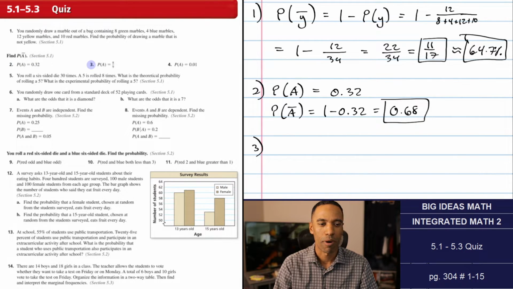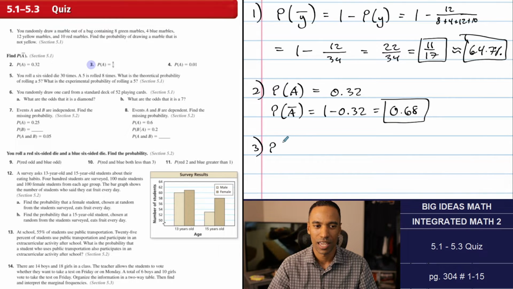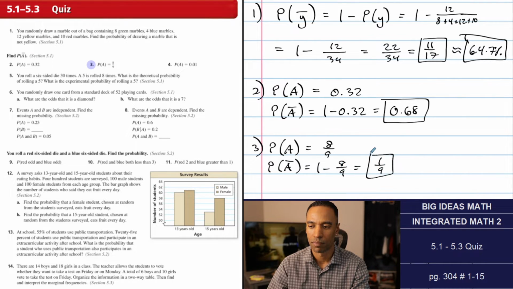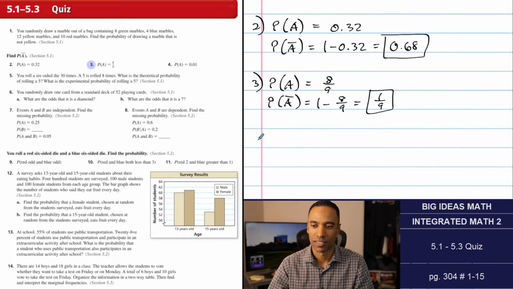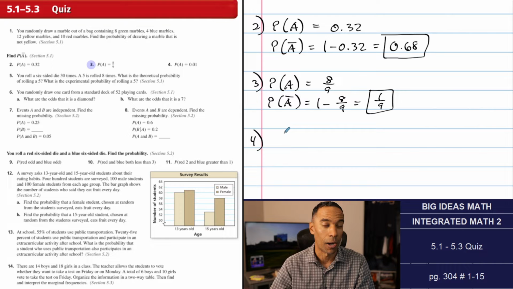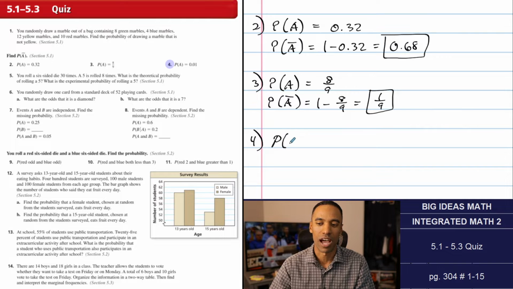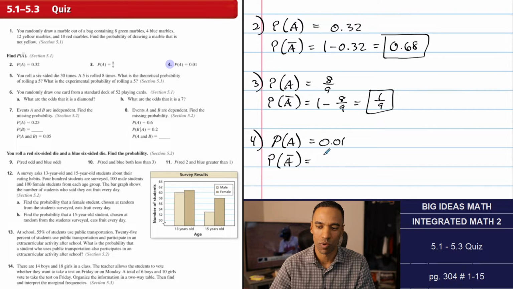Probability of A in this case is 8/9, and I'll keep the answer in the format they have it written, meaning if this is a fraction I'll keep it as a fraction, and if it's a percentage I'll turn it into a percentage. So 1 minus 8/9 is going to be 1/9. That's not A. I shouldn't say A naught, I believe we say A bar. A naught is like A initial. Number 4, probability of A is 0.01. I was thinking not A, if that makes sense. The probability of not A, or A bar, is 1 minus 0.01.